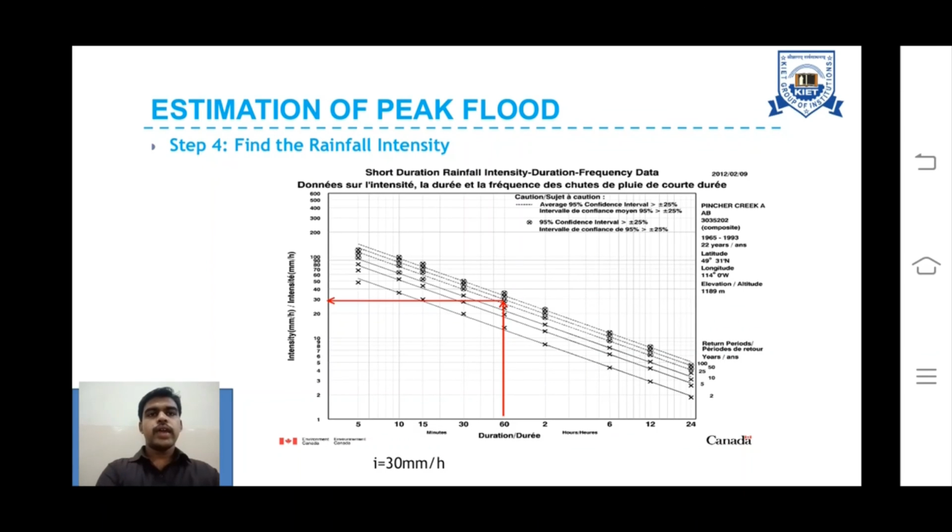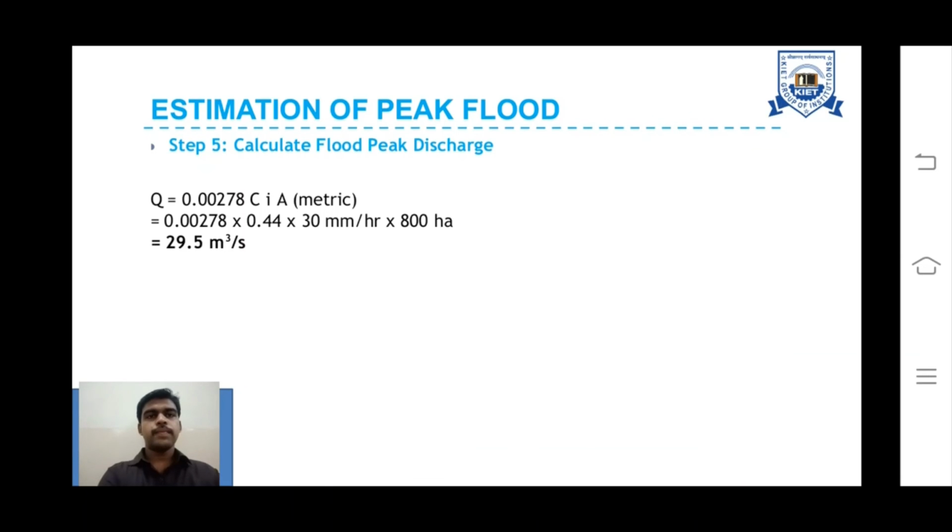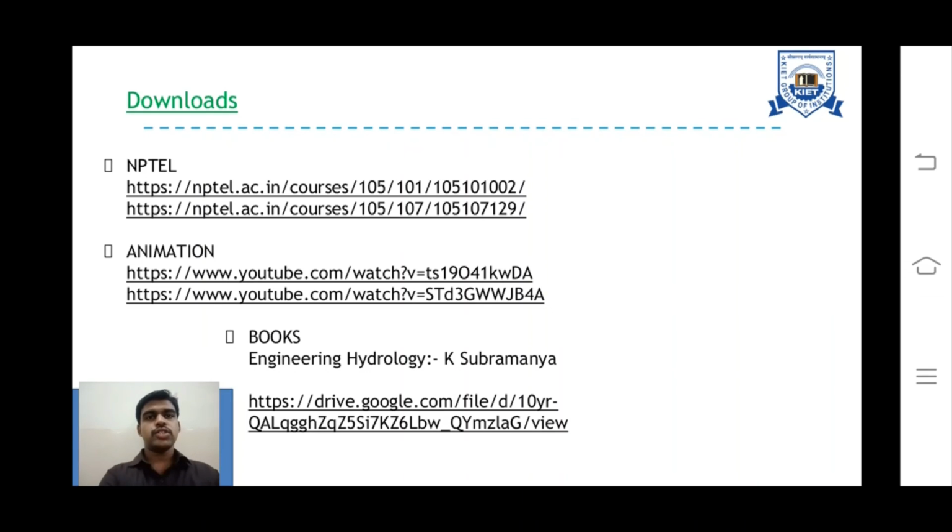Finally, we are identifying the rainfall intensity with the help of the graphs, the short duration rainfall intensity, and I is equal to 30 mm per hour, the intensity level depending upon the case study area of Canada. We are considering the various factors and the rainfall intensity is determined. Here comes the final step, the calculation of flood peak discharge with the help of Q equal to 0.00278 CIA in metric units, and finally the answer obtained is 29.5 meter cube per second.